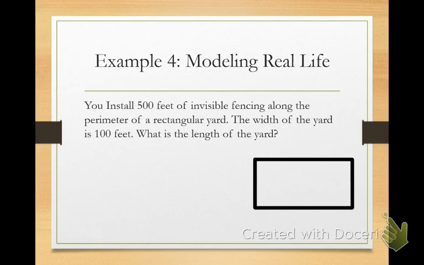Are we skipping the next challenge? Yes, we are, because we're running out of time and I want to look at your homework. Okay, it says you install 500 feet of invisible fencing along the perimeter, hint, hint, hint, perimeter of a rectangular yard. The width is 100 feet, and what is the length?